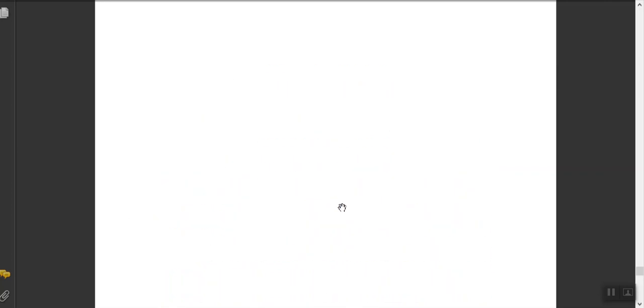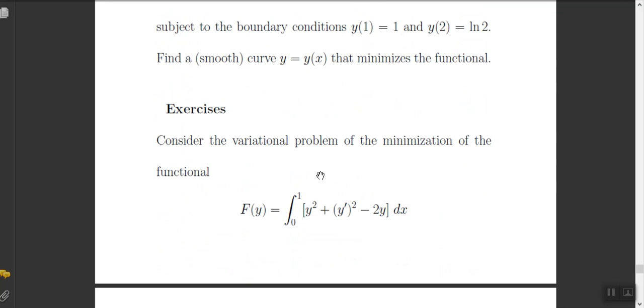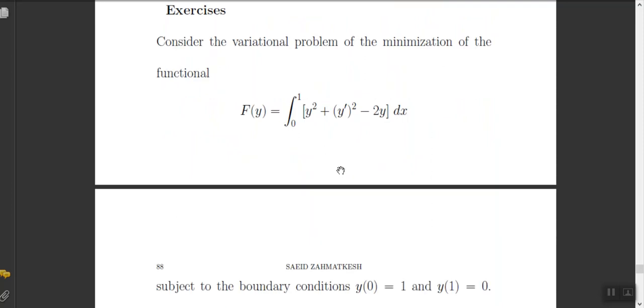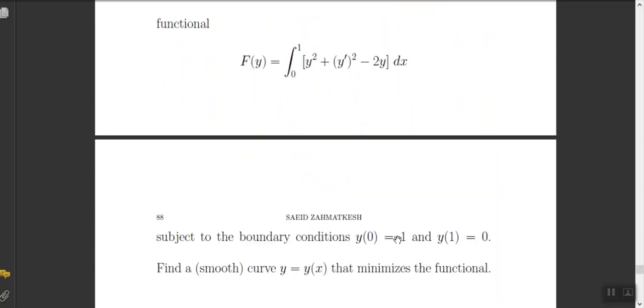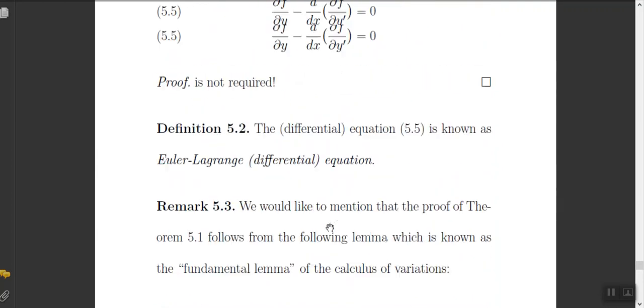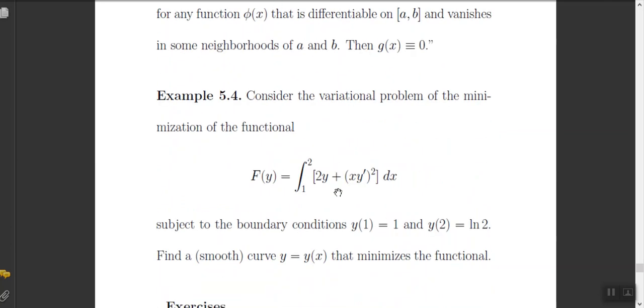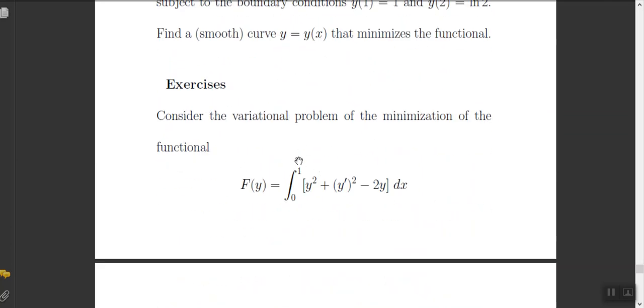Now let me discuss this variational problem. Consider the variational problem of the minimization of the functional subject to these boundary conditions. As I mentioned, we are going to write down the Euler-Lagrange equation of this variational problem and solve it. You will see this is a differential equation of order 2, an ODE. Solve this subject to the boundary conditions, then we will find the solution of this variational problem. So I'm going to discuss this one for you. Let's do it.